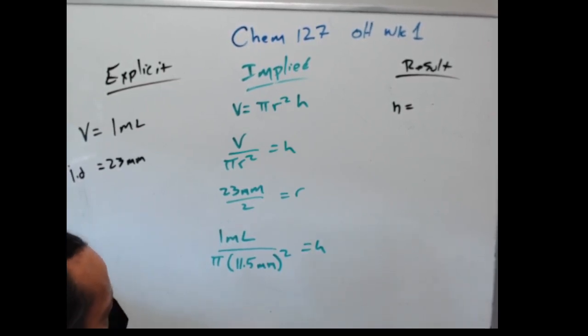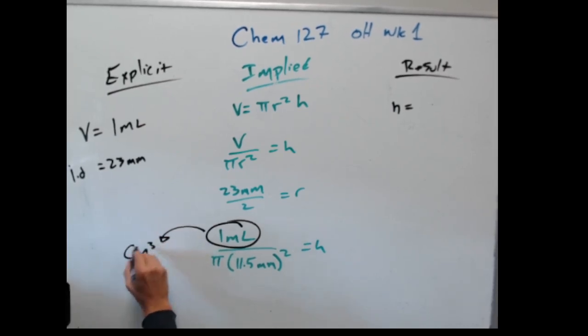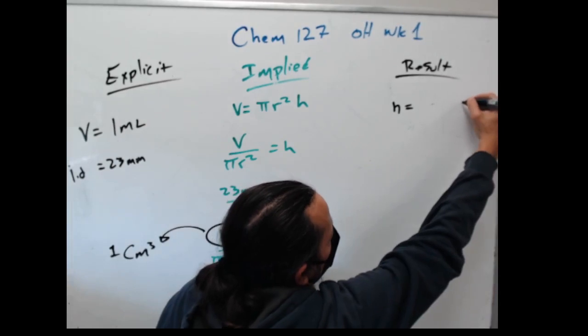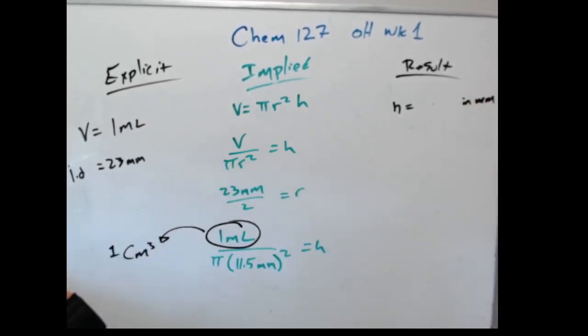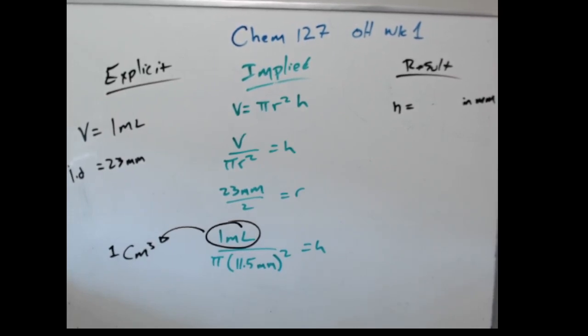Here's the problem. This is a centimeter cubed. Now, because it wants h in millimeters, we've got two options for how we deal with this. I could convert the diameter to centimeters, get the height in centimeters and then convert the height back to millimeters. That would be fine. Or I can just convert the volume to millimeters cubed, and then I'm fine. Either way works. I think it's easier to convert the volume.